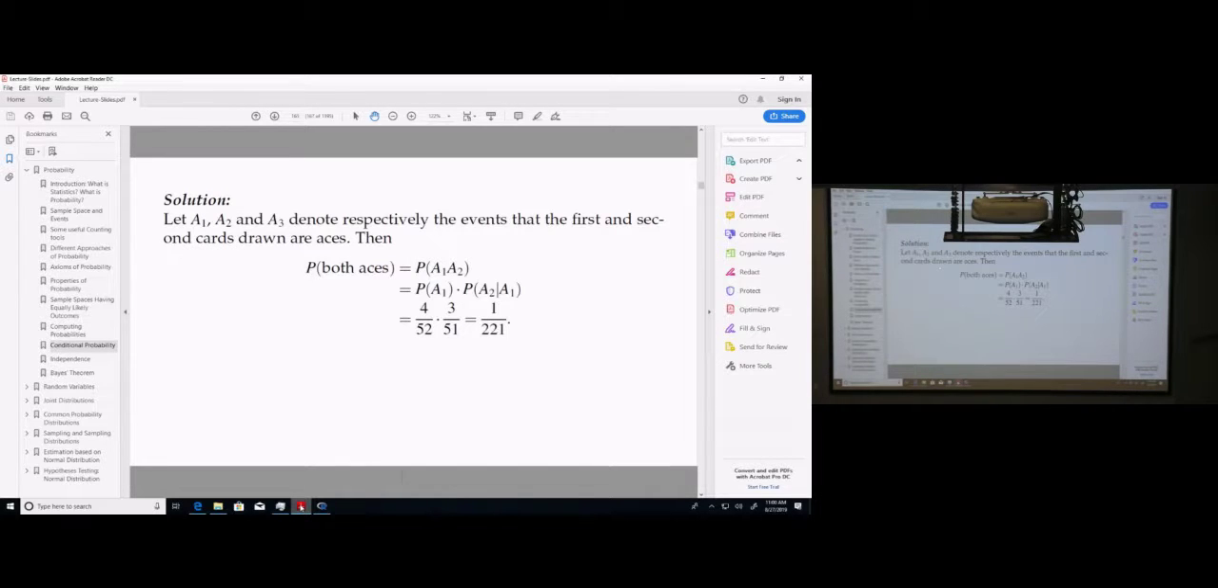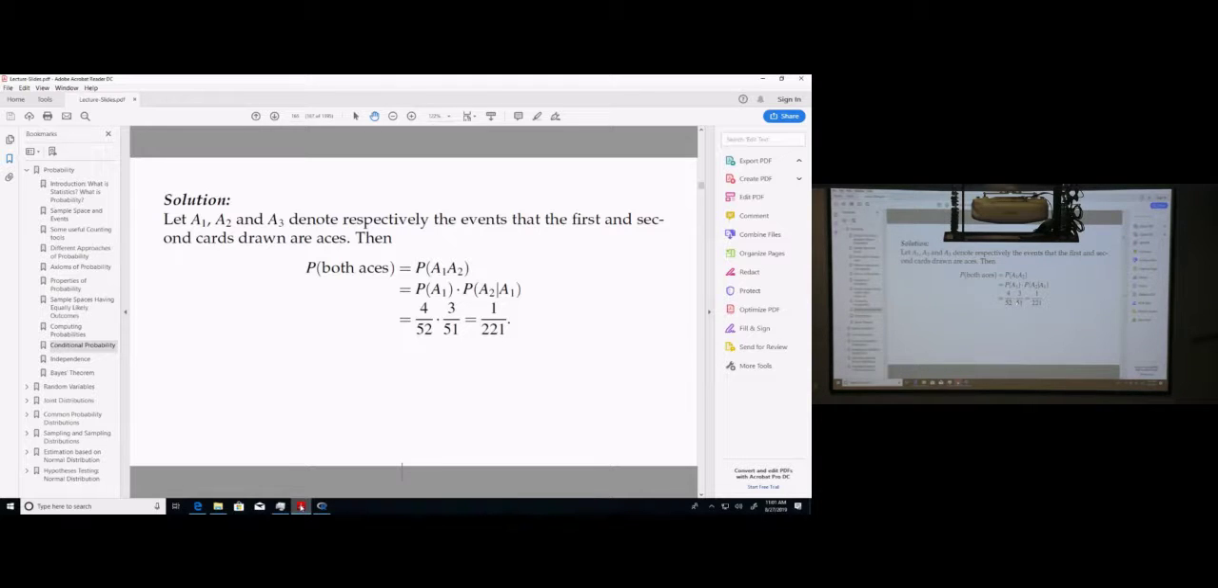Okay. So A1, A2, A3 denote the events that the first, second, and third card are aces. I think we missed something. The first and second and third cards are aces. All right. So if I want both aces for the first two cards, that is the probability of A1 intersect A2, which is the probability of A1 times the probability of A2 conditional on A1.